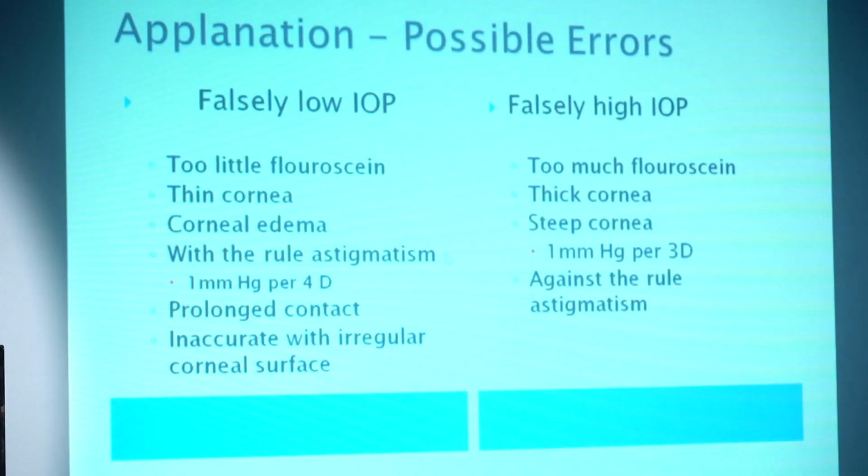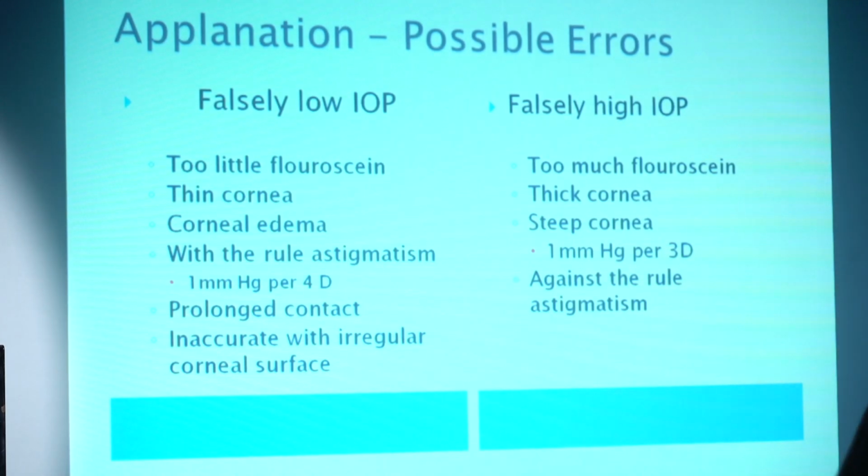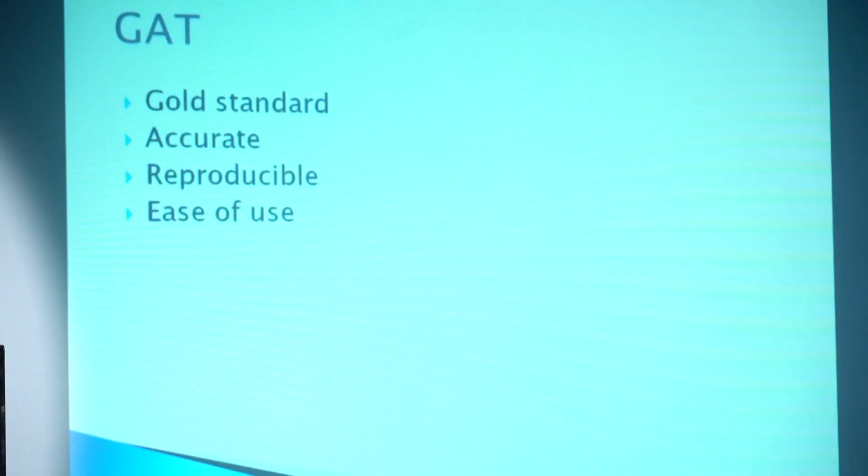So a false low IOP you will get with too little fluorescein, a thin cornea or corneal edema, or with-the-rule astigmatism, and a falsely high intraocular pressure with too much fluorescein, a thick cornea and a stiff cornea.